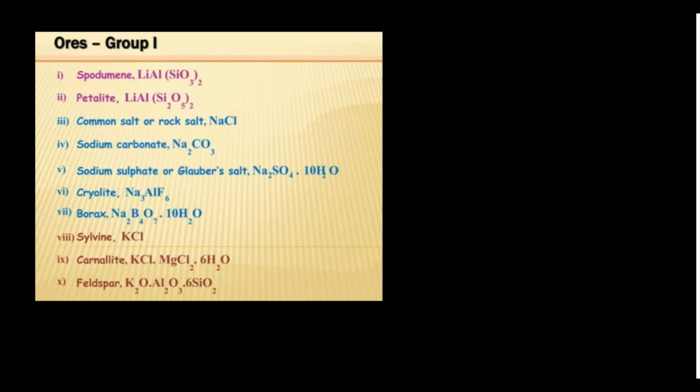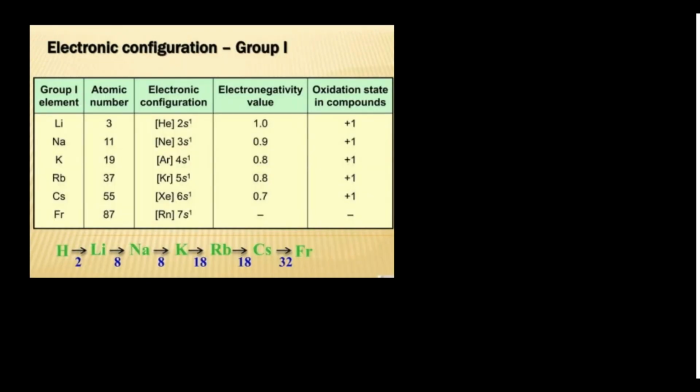So this is the occurrence, and you should remember the formula and name of these ores of the group 1 metals, the alkali metals. Then if you go for the electronic configuration, guys, electronic configuration is very important. You see lithium is here. My suggestion is that you should remember the magic numbers which you started learning in class 8th or 9th, I think. The magic numbers are 2, 8, 18 and 32.